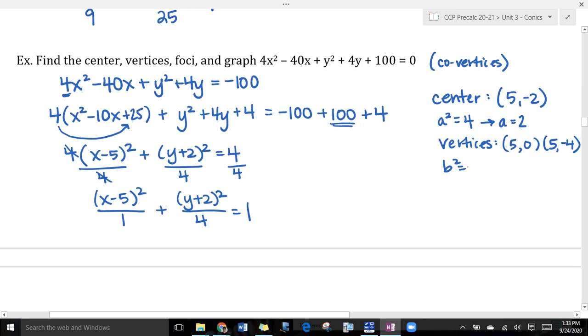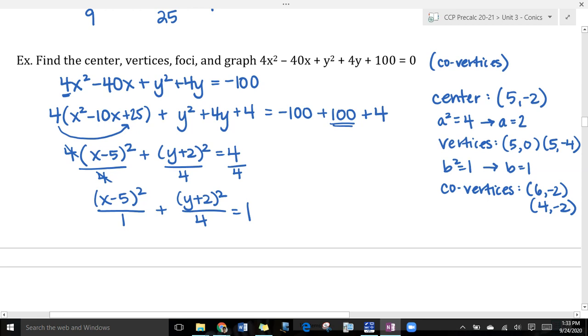b squared is 1, which means that b is also 1. And because b is paired with the x, I'm going to move horizontally to find the co-vertices. So horizontally from that center point, one right would be 6, negative 2. One left would be 4, negative 2. Okay, so we can see that distance of 1 showing up in the x values only.